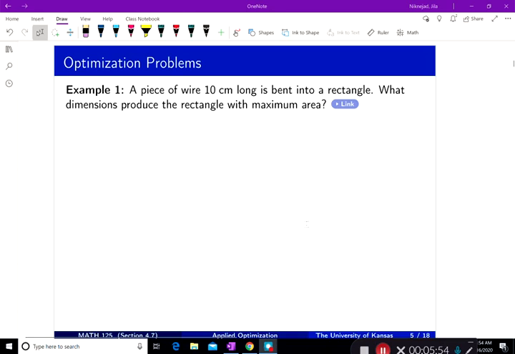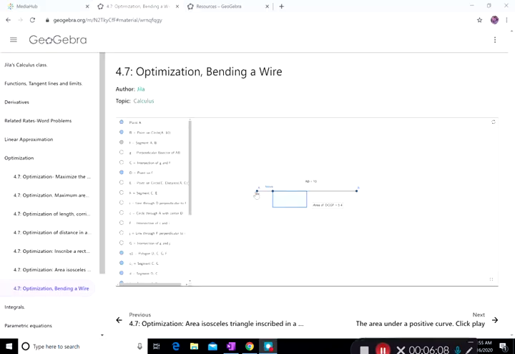Example 1. A piece of wire 10 centimeters long is bent into a rectangle. What dimensions produce the rectangle with the maximum area? So how does this work? Let's say the wire is as long as AB, and you're building a rectangle from that length. Basically, you bend it down into a rectangle. The blue rectangle is the rectangle whose perimeter is equal to AB.